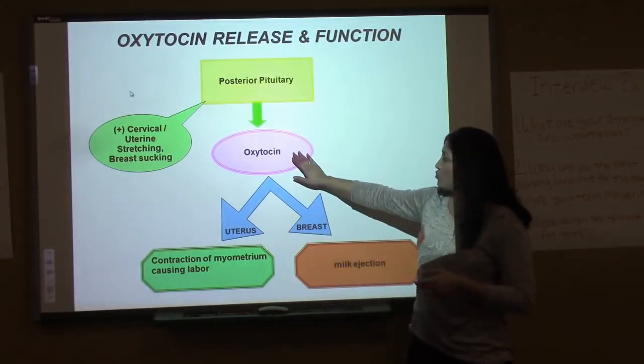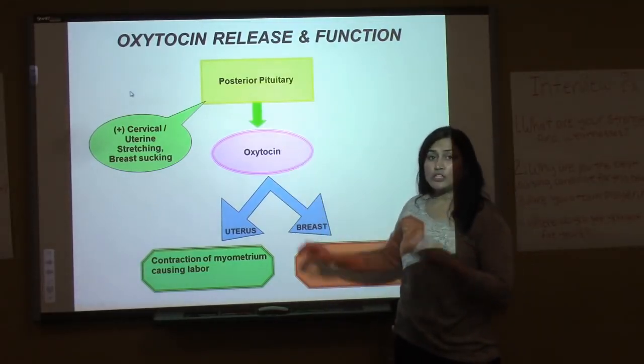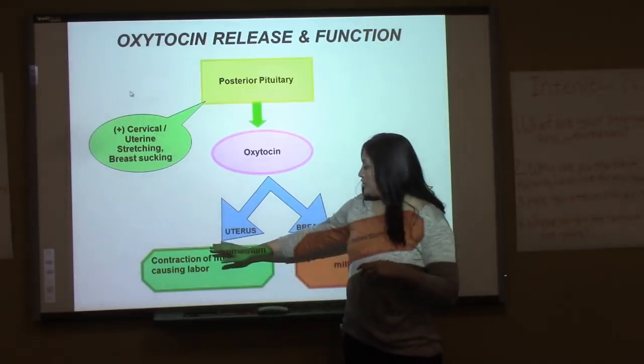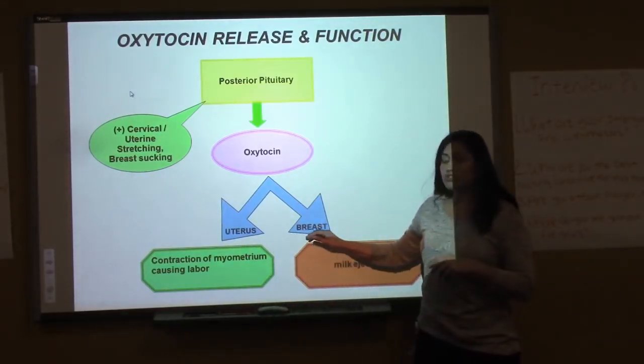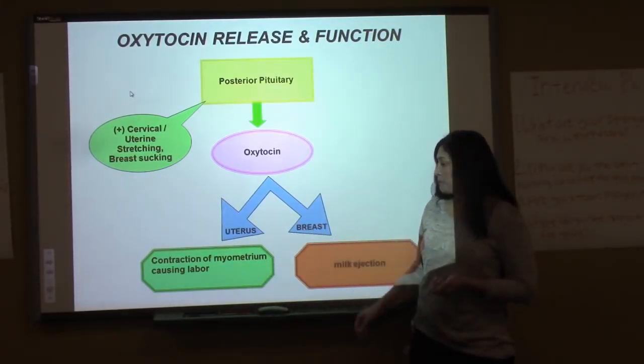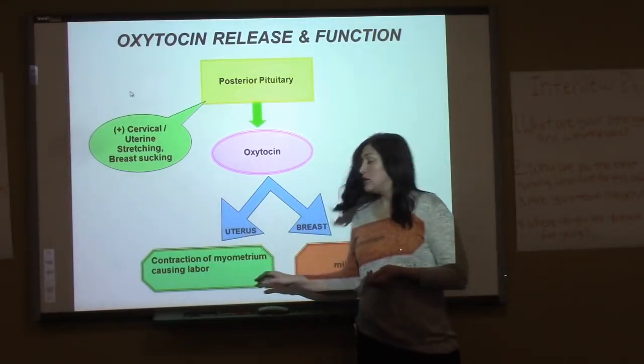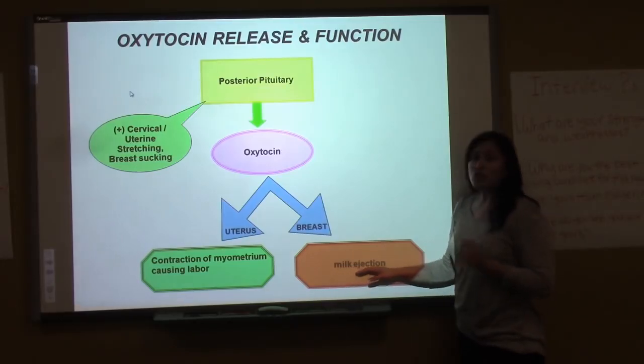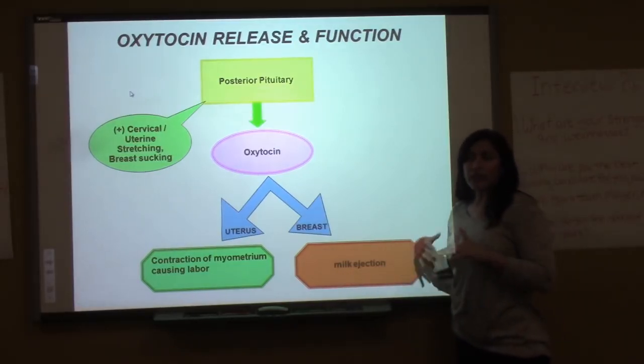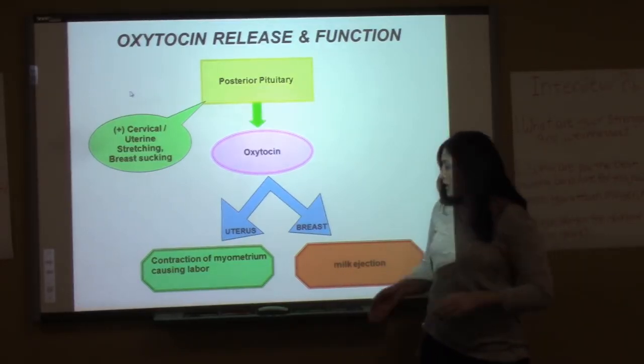Now, what happens once oxytocin has been released? It goes to two different sites. It goes to your uterus, and it goes to the breast. What does it do? In the uterus, it causes the myometrium to contract. And in the breast, it causes milk to be ejected. So it allows milk to be let down.